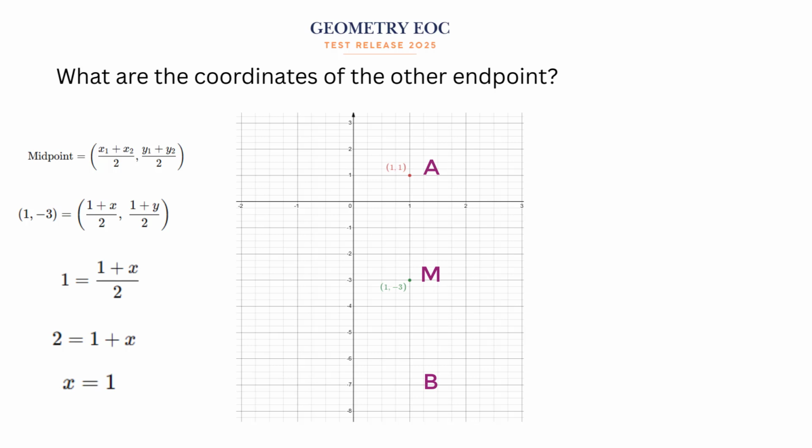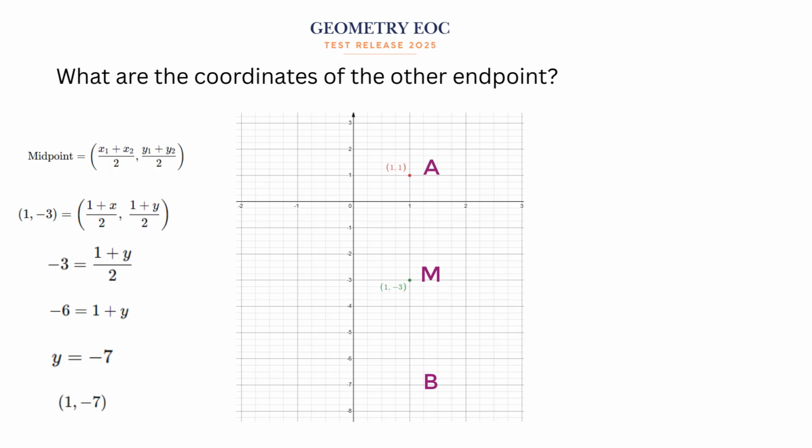Now let's solve for the y value. -3 equals (1 plus y) divided by 2. Multiply both sides by 2. -6 equals 1 plus y. Subtract 1. y equals -7. So the missing endpoint is (1, -7).